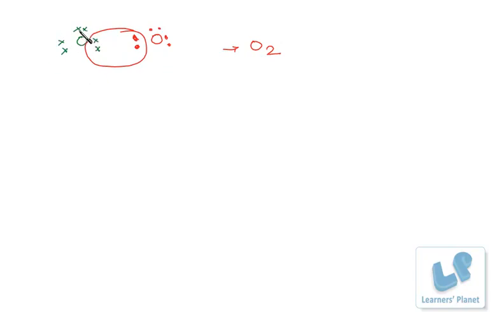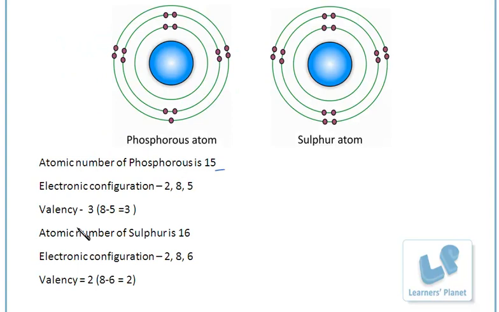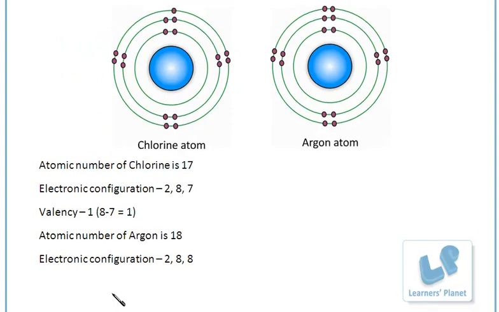So if I start counting for this oxygen atom, it is 1, 2, 3, 4, 5, 6, 7 and 8. For this oxygen atom, it is also 1, 2, 3, 4, 5, 6, 7 and 8. So both the oxygen atoms acquire 8 electrons in the valence shell. So either it can share 2 electrons or it can gain 2 electrons to acquire 8 electrons in the valence shell. So what is the valency of oxygen? It's 8 minus 6, and it comes out to be 2. Sulfur is also here. The valency is 2.